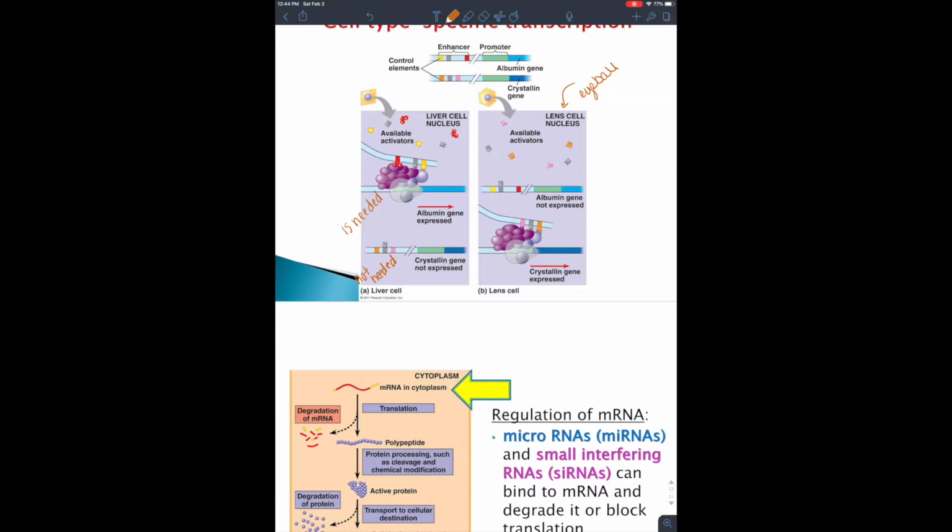When I look at the lens cell, albumin gene is not expressed because it's not needed. But the crystalline gene is going to be expressed because it does need it. So while you might have similar DNA in cells, the difference is what is being expressed, what is actively being shown. By shown, I don't mean you can visibly see it. I just mean what is being expressed, what is being transcribed.